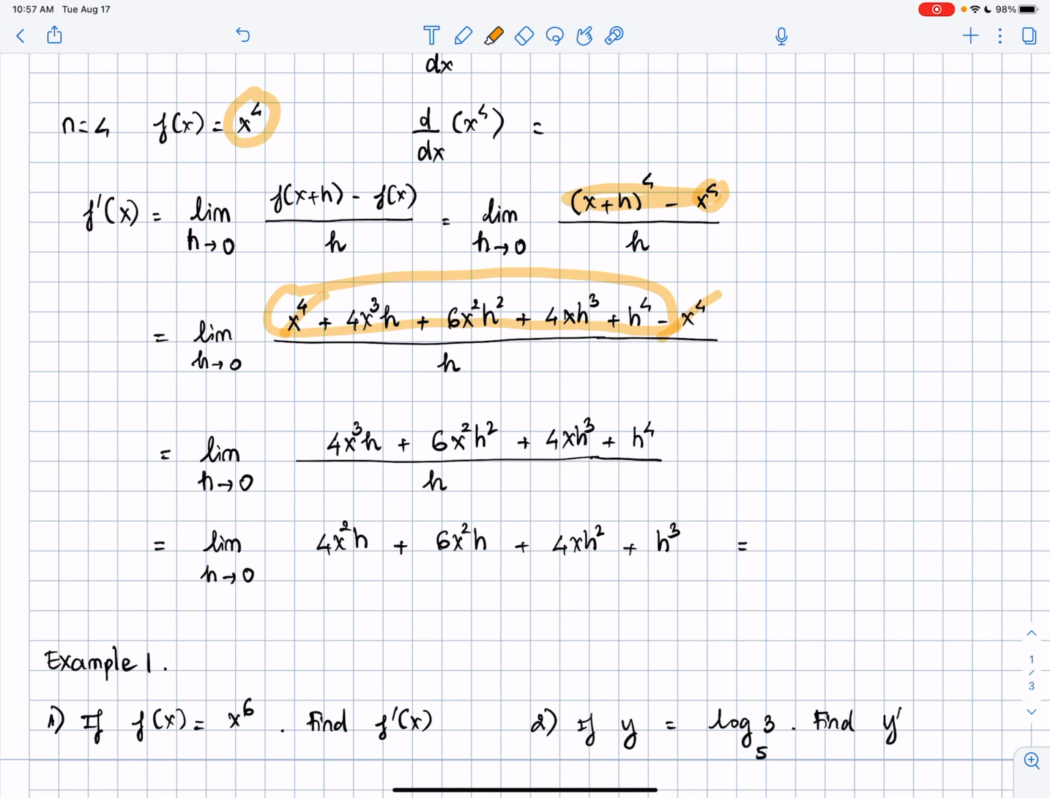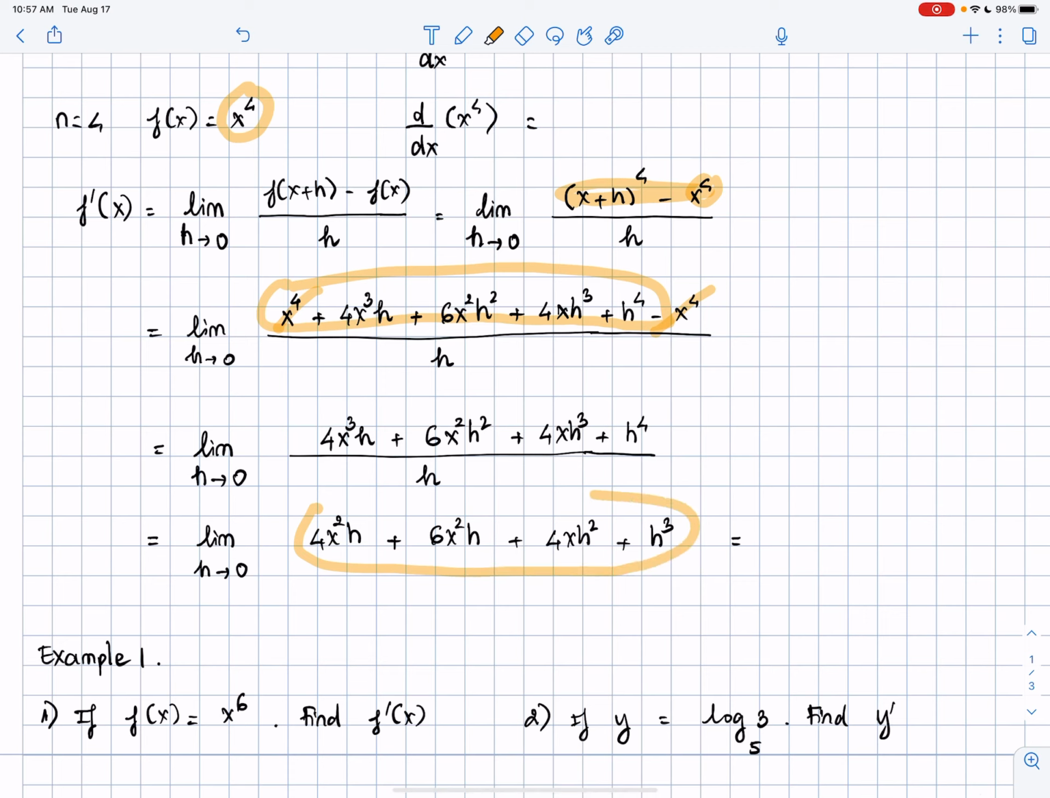So we have 4x cubed h plus 6x squared h squared plus 4x h cubed plus h to the fourth left on the top, divided by h on the bottom. So we recognize that h is the common factor. So we factor out the h and then we cancel the h on the bottom. So we're left with this.